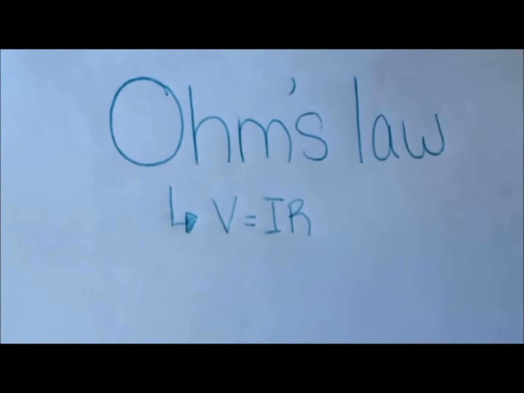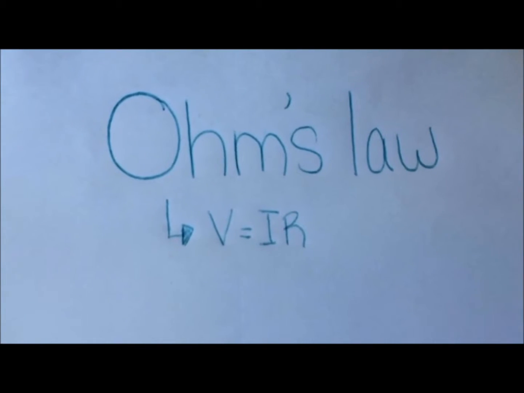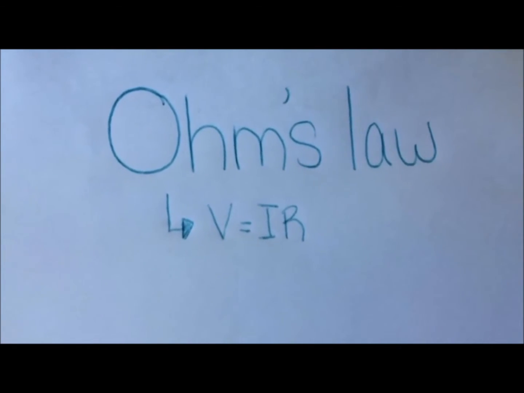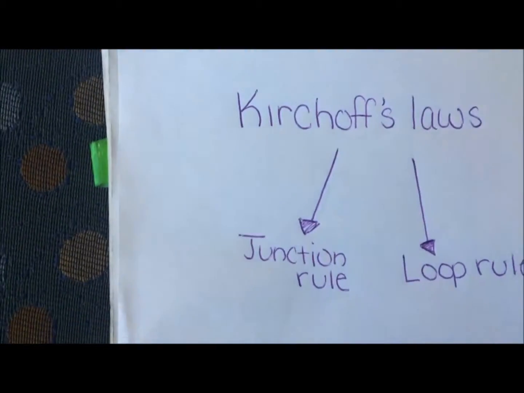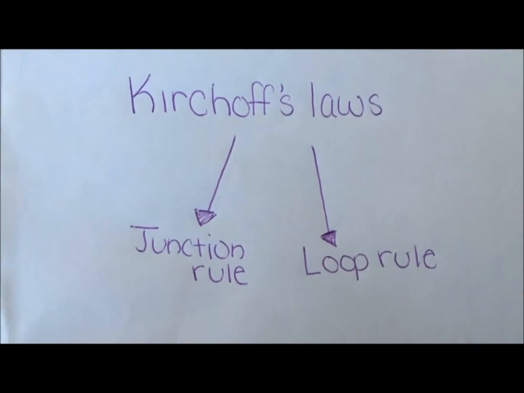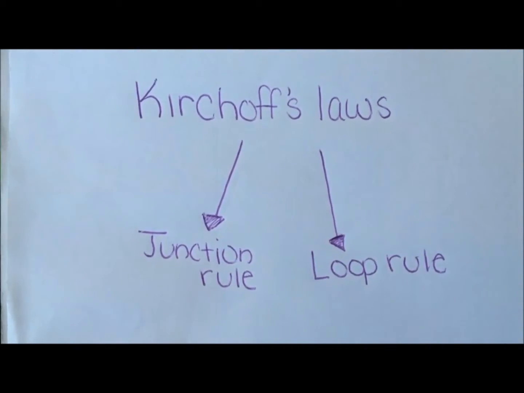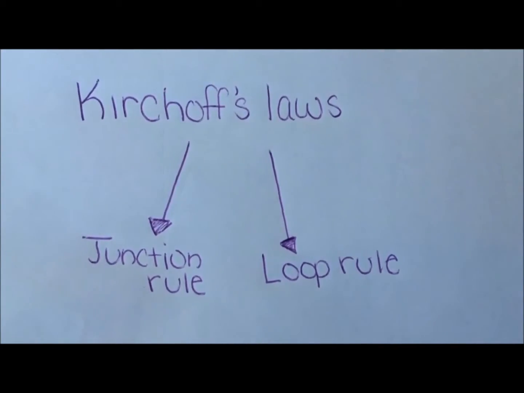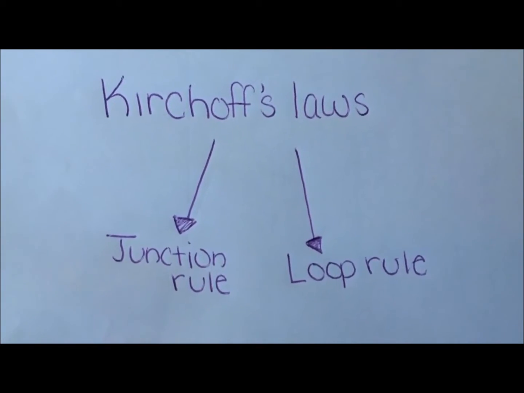Voltage is electrical potential energy per coulomb of charge. Ohm's law states that voltage across a circuit element equals that element's current times its resistance. The junction rule states that the current entering a wire junction equals the current leaving the junction. The loop rule states that the sum of voltage changes around a circuit loop is 0.